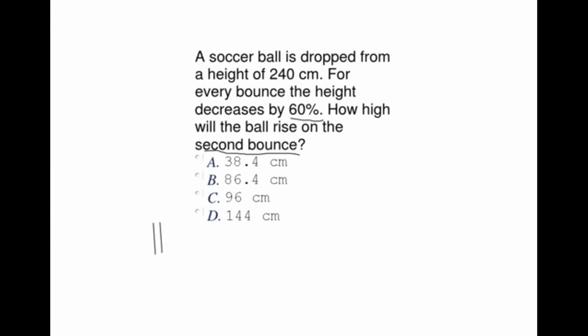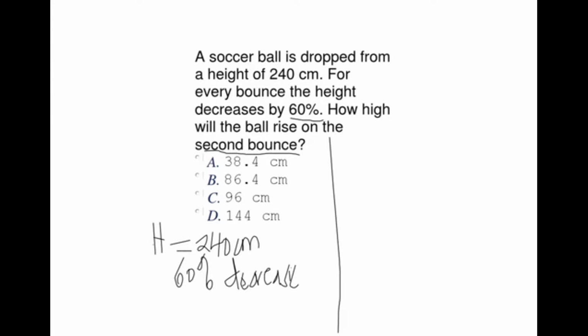So we have a height of 240 centimeters. We are told for every bounce, the height decreases by 60%. Then the question is, how high will the ball rise on the second bounce? So it means we are going to calculate the height for the first bounce and then the height for the second bounce.